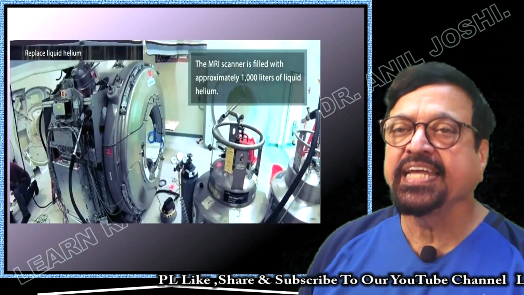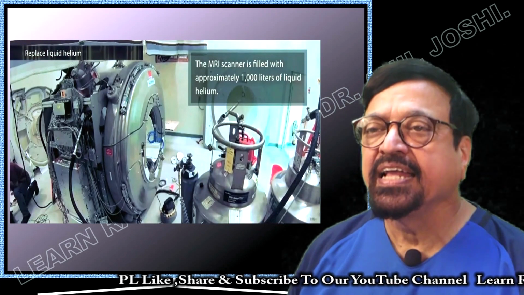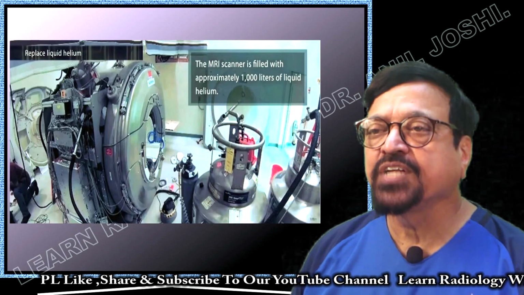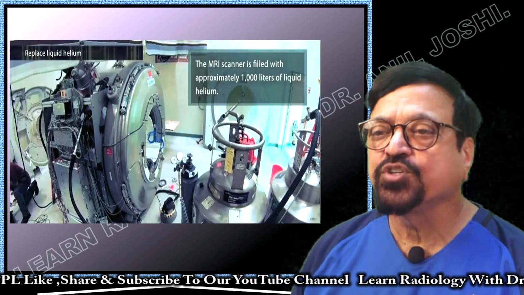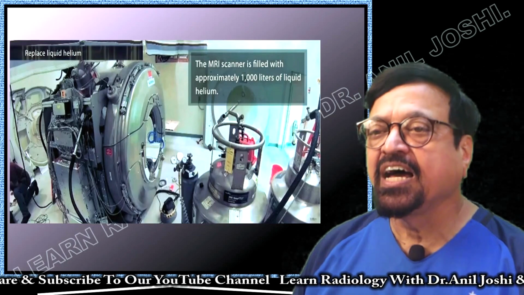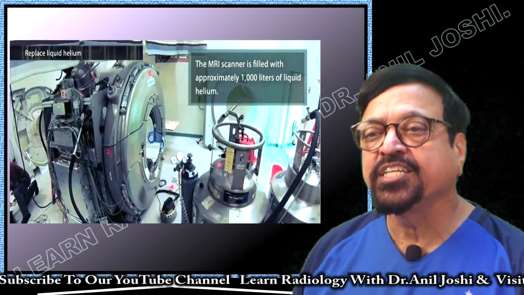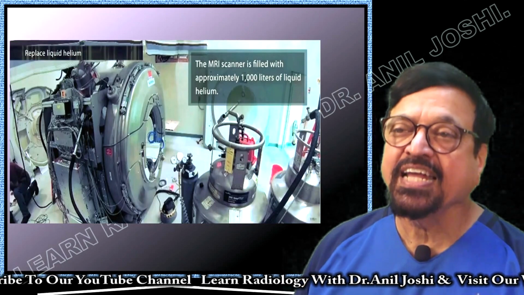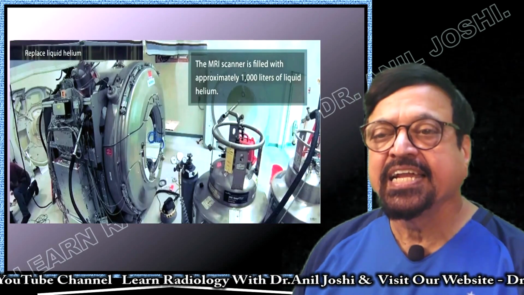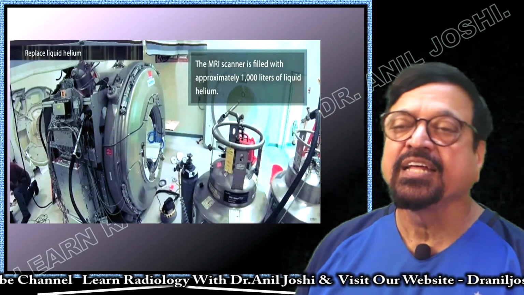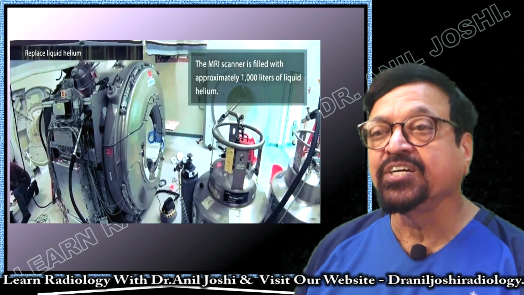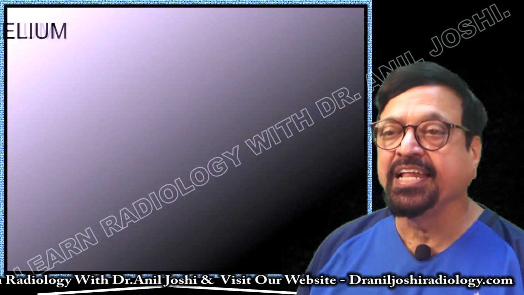Now here what we are seeing is the MRI scanner is filled with approximately 1000 liters of liquid helium. We are showing you the levers, that is the container by which helium is transported, how it is connected, and how it is put into the magnet. Now when we say 1000 liters of liquid is put, that means it is half the capacity, because the total requirement is 1700 to 2000 liters of liquid helium.